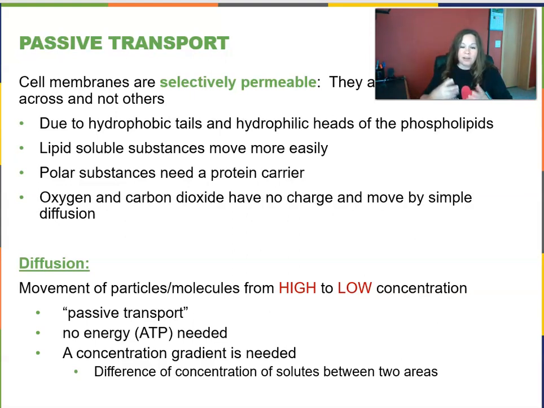And then vice versa, carbon dioxide has built up in your cells, so it will move out into your, well, it'd be in the capillaries, I should say, which are the smaller vessels where diffusion happens. So both of those gases move by simple diffusion, no extra energy needed to get that job done. And thank goodness, because our cells really need oxygen, and we really need to get rid of that carbon dioxide waste regularly in our bodies.